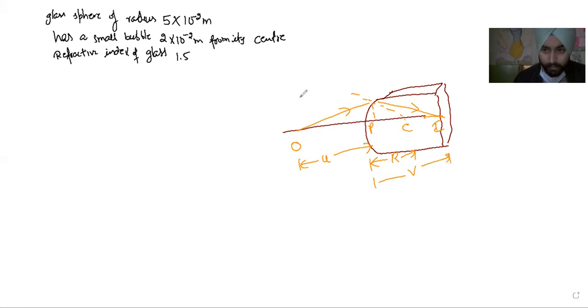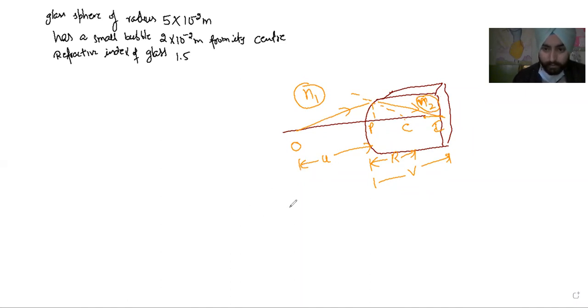Refractive index of this, you can either write it as N1, N2, or you can also write it as N1, N2. Let us suppose if I'm writing here N1, the refractive index of this medium is N1. Refractive index of this is N2.